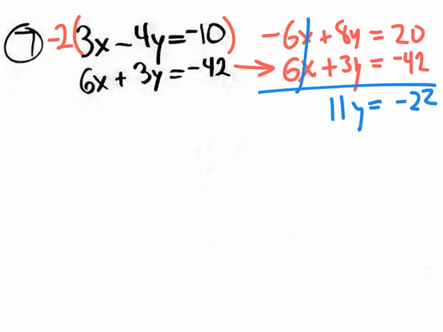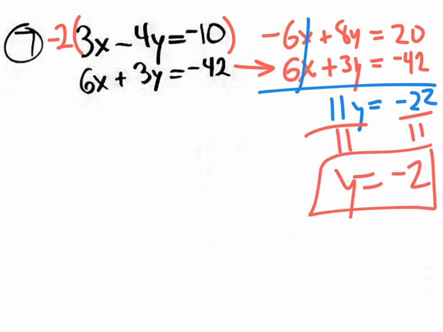Okay, so now let's divide by 11. Divide by 11. Y equals negative 2. Ta-da. We have one answer. We need the other. What do we do? Plug it in. Plug it into which one? Top or bottom? Doesn't even matter, right? Let's go with the top.